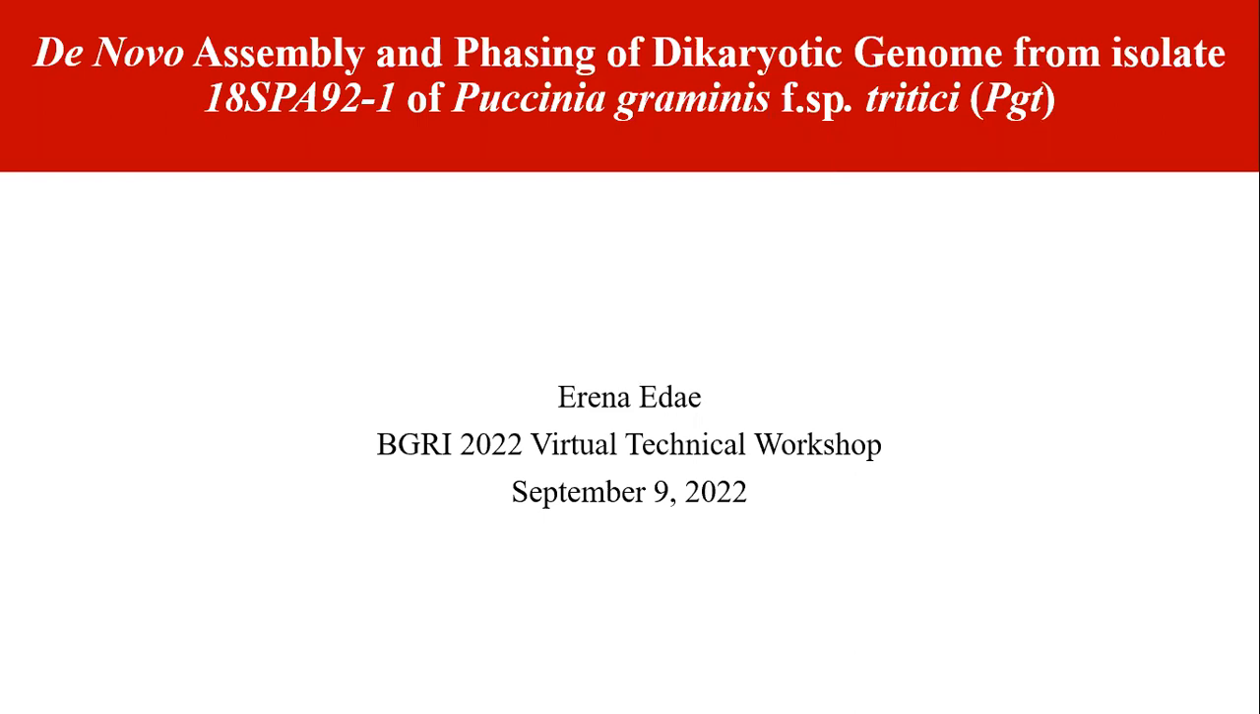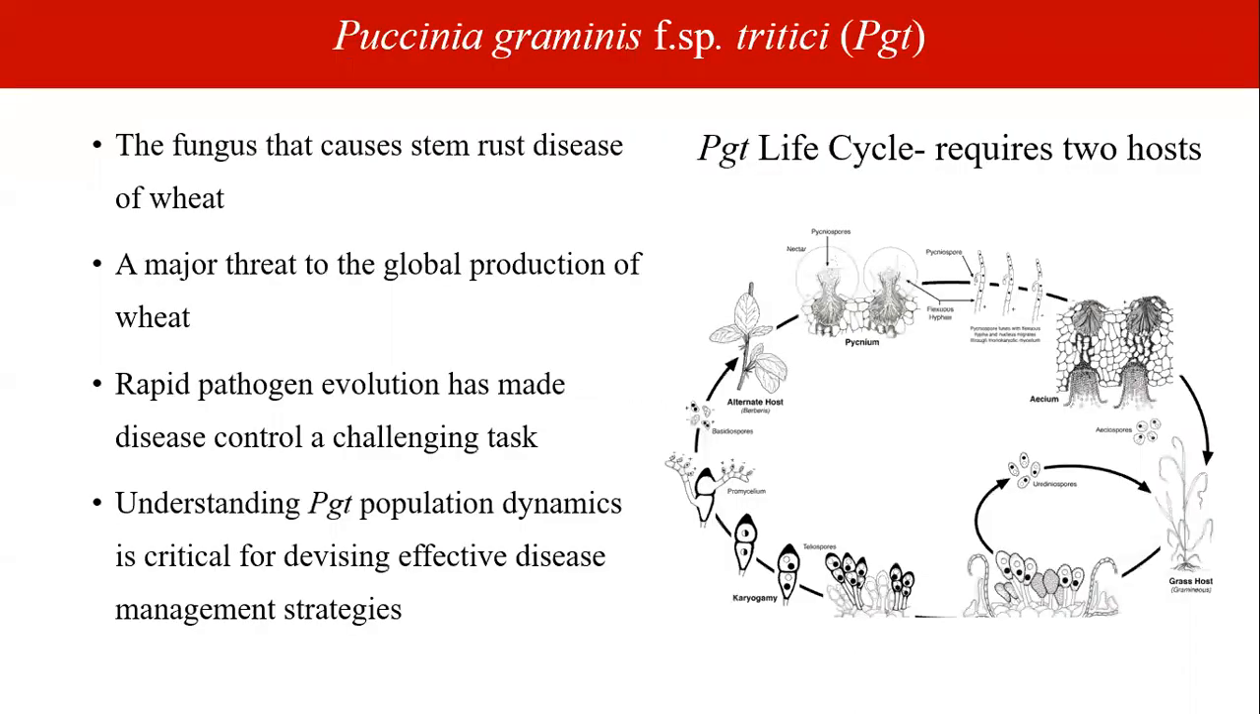Thank you very much for inviting me here to present our work on de novo assembly and the phasing of dikaryotic genome. Puccinia graminis tritici is the fungus that causes stem-rust disease of wheat. It is a major threat to the global production of wheat. Rapid pathogen evolution has made disease control a challenging task. Therefore, understanding PGT population dynamics is critical for devising effective disease management strategies.